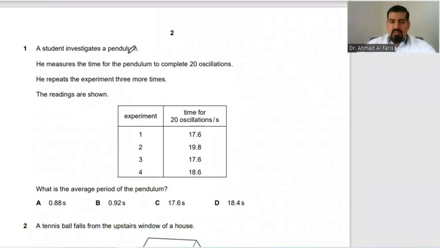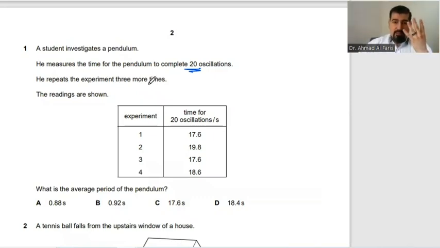And let's do the first one. A student investigates a pendulum. He measures the time for 20 complete oscillations to find the period for each one. So he needs to divide the total time that he found by what? The number of oscillations. He repeats the experiment 3 more times.